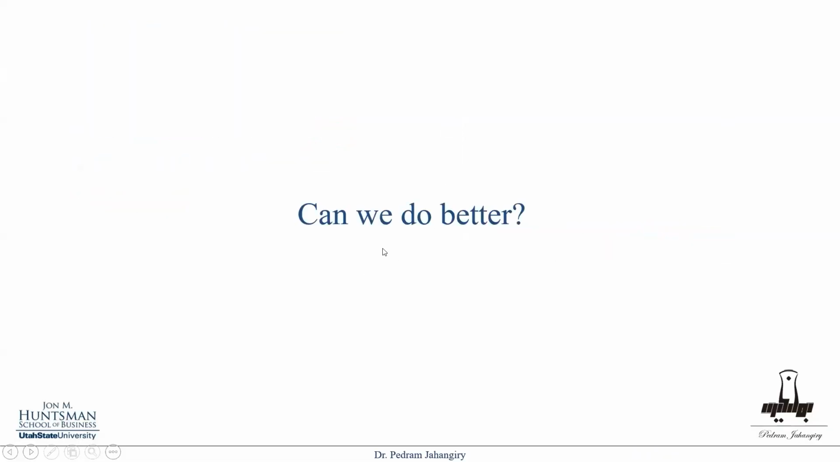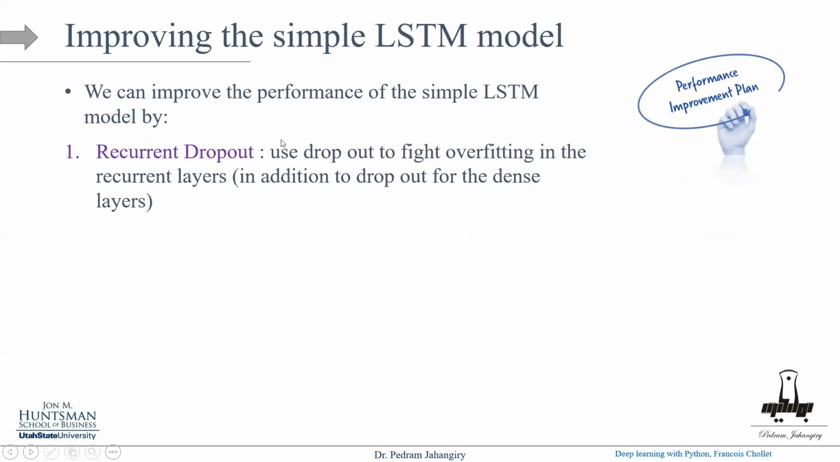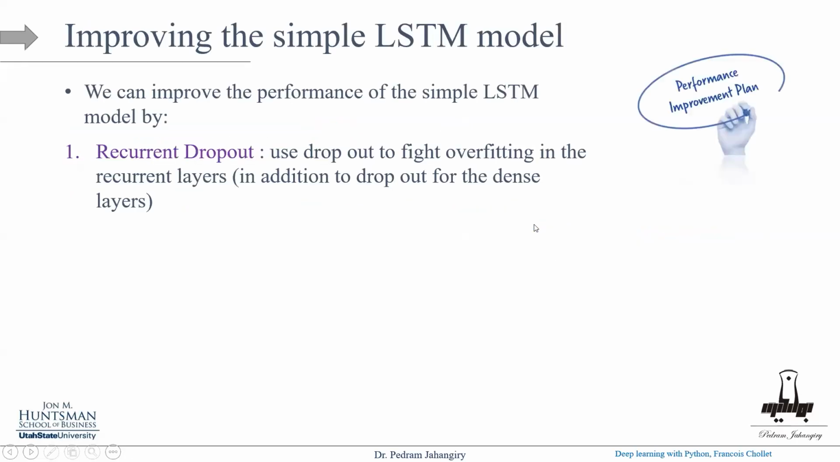So how do we fix that? Can we do better? The answer is yes. Improving the simple LSTM, how can we do that? There are different ways. The first one is, if you have overfitting in a deep neural network, you regularize your network. One way to regularize the network is dropout. For time series or recurrent neural networks, we call it recurrent dropout. This is different from the dropout that you know.